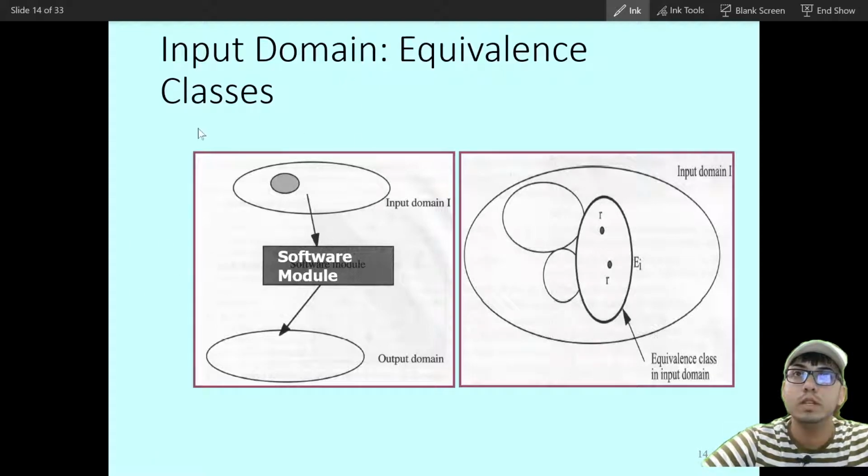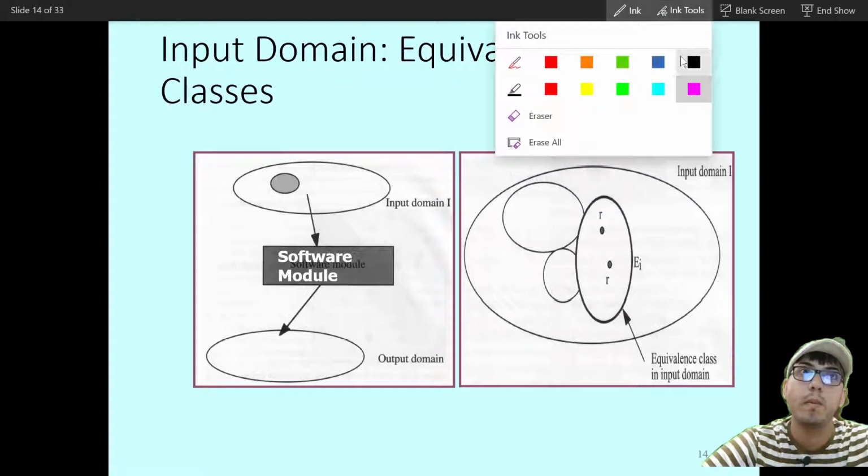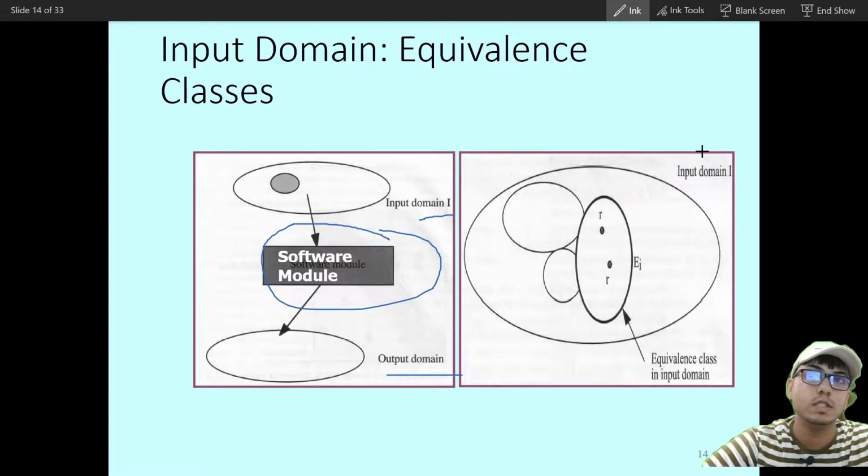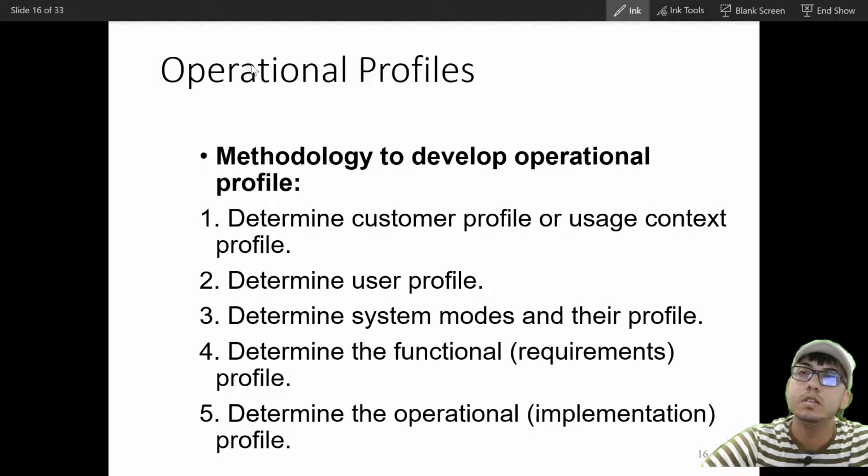This is a very important topic, the operation profiles. So, input domain equivalence classes. This is the input domain, output domain. In the center is the software model. The diagram represents equivalence classes. So the operation profile is a very important topic that will definitely come in the exam.